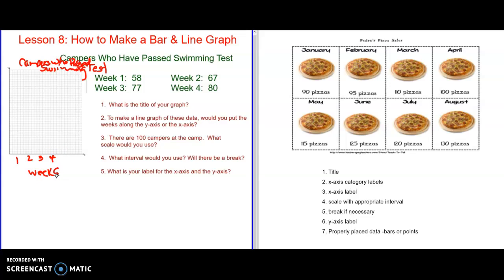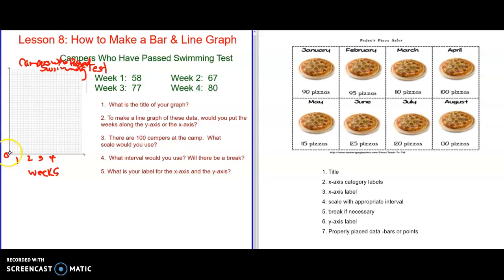Okay, and then along our y-axis, if we know that there's 100 campers at the camp, what scale would we use? Well, we know our scale has to start at 0, and if there's a possibility of 100 people, we would have to go from 0 to 100. Now we have to think about what our interval would be if I'm going from 0 to 100. I'm thinking that I would probably do every 5 or every 10. So I could have an interval of 5 or 10.